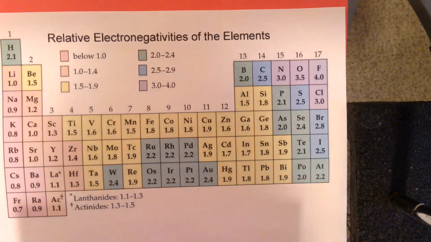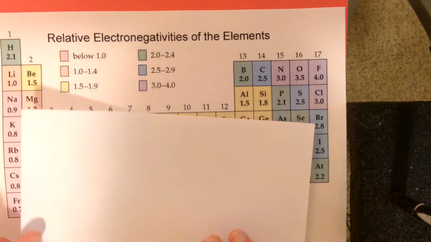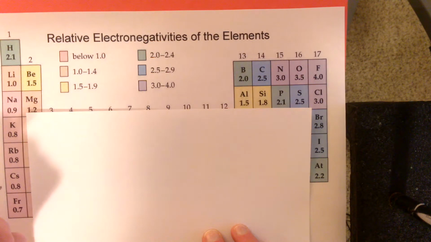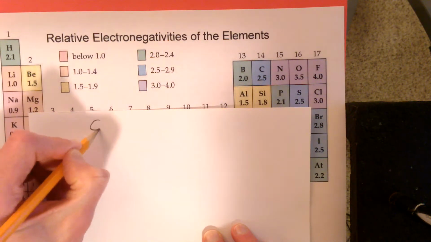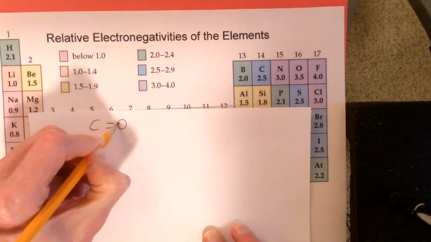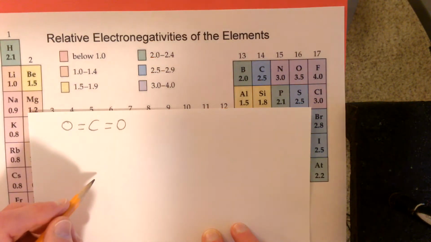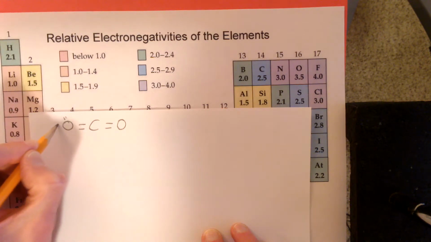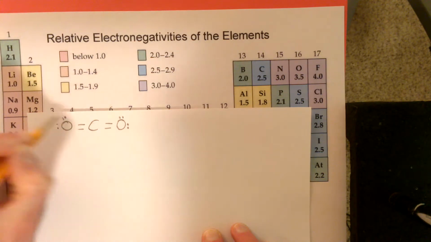Now, let me show you an example of how we use electronegativities to predict bond type. Let's use, for example, a carbon dioxide molecule. A carbon dioxide molecule has a carbon-oxygen double bond. Here's just the bonding scheme of it, and there are lone pairs of electrons on each one of these oxygens.